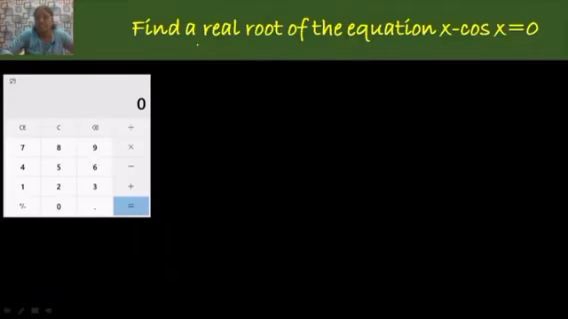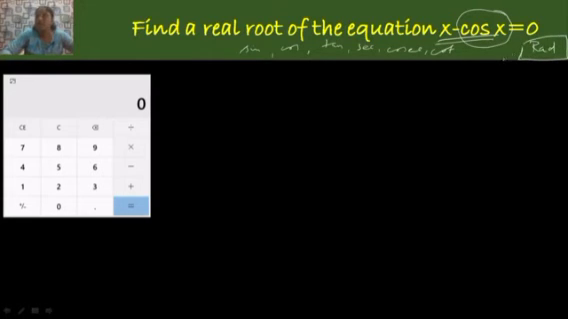Let me now move on to the next example. Find the real root of the equation x minus cos x is equal to 0. This is a transcendental equation because it consists of the cosine term, a trigonometric function. Trigonometric functions are like sine, cosine, tan, secant, cosecant, cot. If the equation consists of any of these terms, you have to take it as a transcendental equation, and also make sure that the mode of the calculator is in radian mode.